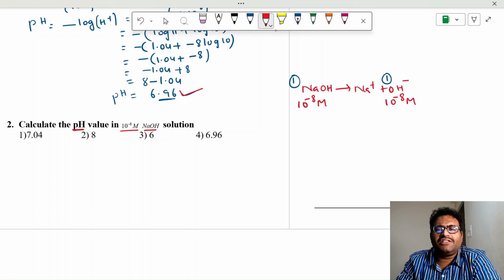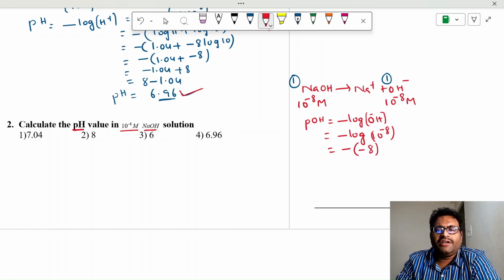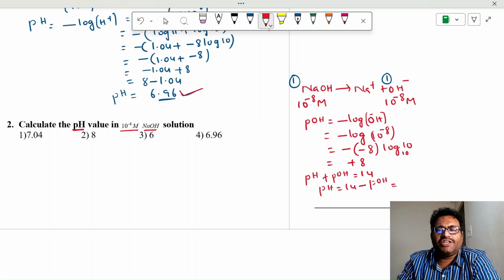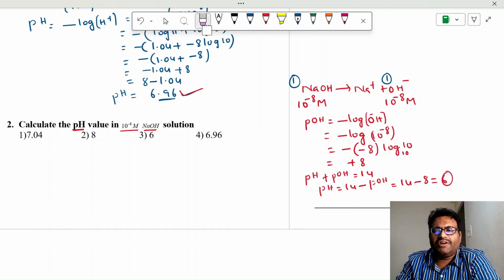If you calculate this, we know that pOH is equal to minus log of OH minus ion concentration, that is equal to minus log 10 power minus 8, that is equal to plus 8. So pH plus pOH is equal to 14. pH is equal to 14 minus pOH, that is equal to 14 minus 8, that is equal to 6.